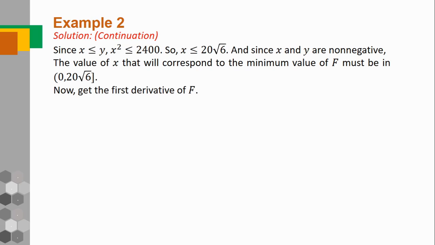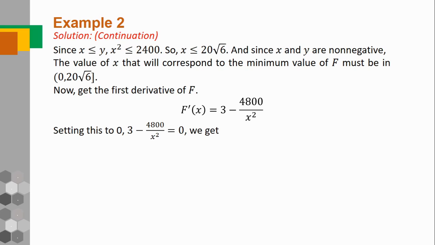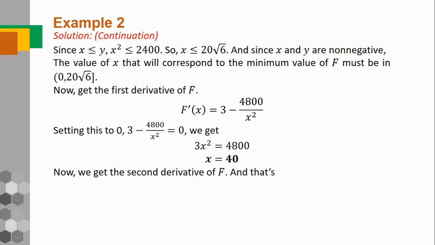Now, get the first derivative of f. That is, f prime of x equals 3 minus 4,800 over x squared. And setting this to 0, 3 minus 4,800 over x squared equals 0, we get 3x squared equals 4,800, and dividing both sides by 3 and getting the square root, we have x equals 40, since x must be non-negative.